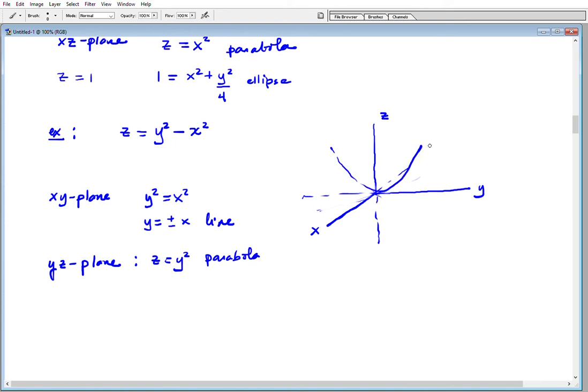Okay, so that's z equals y squared. And now let's look at the XZ plane, the one that sticks out of the blackboard, vertically sticking out of the blackboard. And we get z equals minus x squared. Again, a parabola, but facing down. I'll go like this because it's a parabola facing down. So it goes like this.